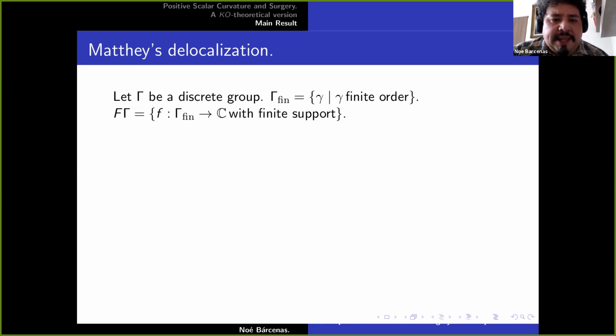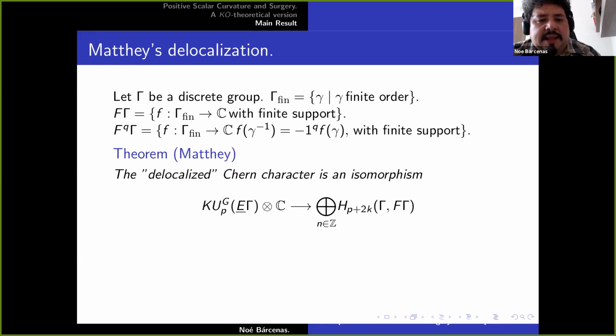I can consider the complex vector space of functions defined on these sets of elements of finite order with finite support. And I will put this Q over there, FQ, to denote the set of such functions which have the property that if you apply it to the inverse of an element, you get (-1)^Q, and also with the finite support condition over there.